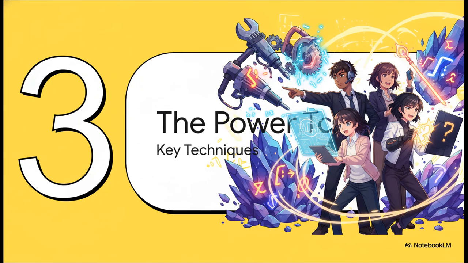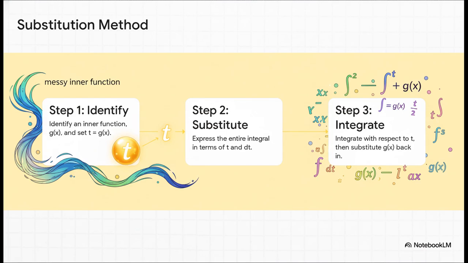Section 3, the power tools. Basic formulas are great, but for the tougher problems, you're going to need these advanced techniques to really break them down. Our first power tool is the substitution method. The whole idea here is to make ugly integrals look pretty. You spot a messy part inside the function, call it t or u, and magically, the whole thing often transforms into one of those basic formulas we just learned.